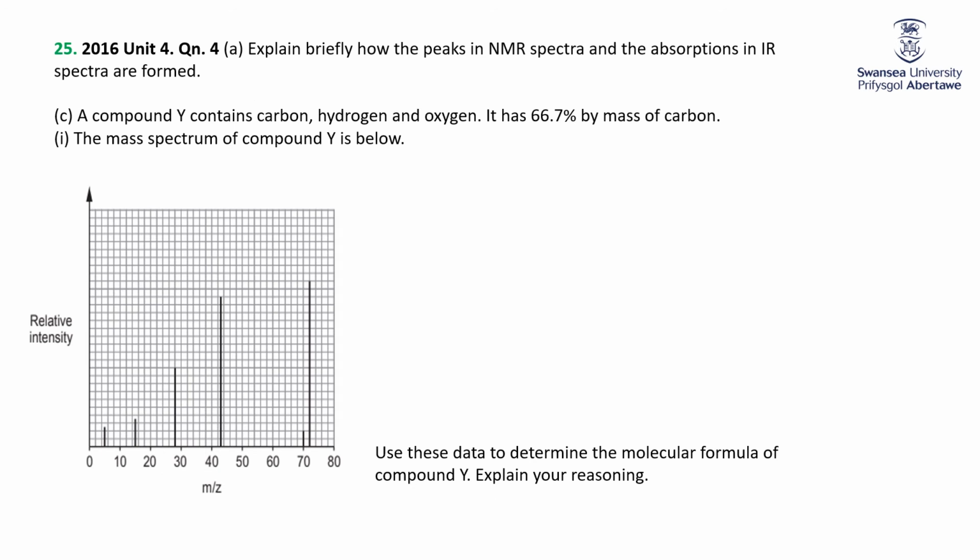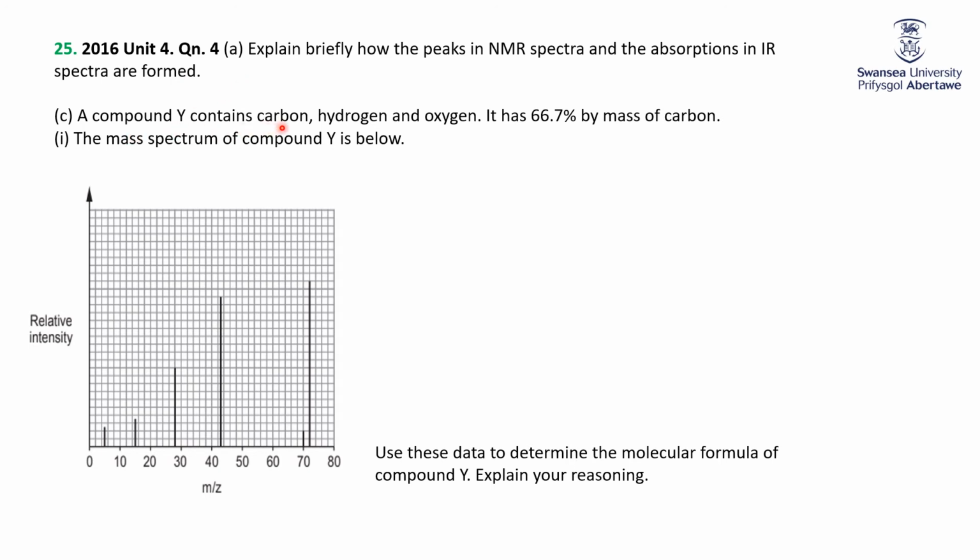So first of all, explain briefly how peaks in NMR spectra and IR spectra are formed. Essentially, in NMR spectra, you are looking at particular atoms, and the shift is determined by the environment of those atoms. In infrared, you are looking at particular bonds. Anything more than that, rely on your teachers to give you the wording expected by the A-level.